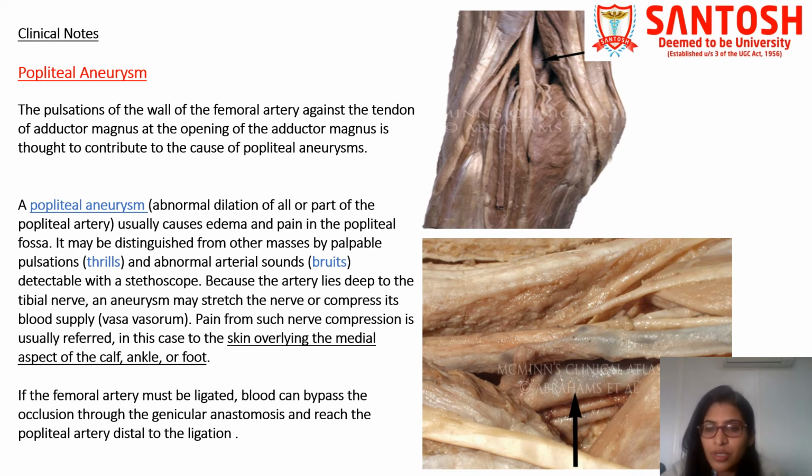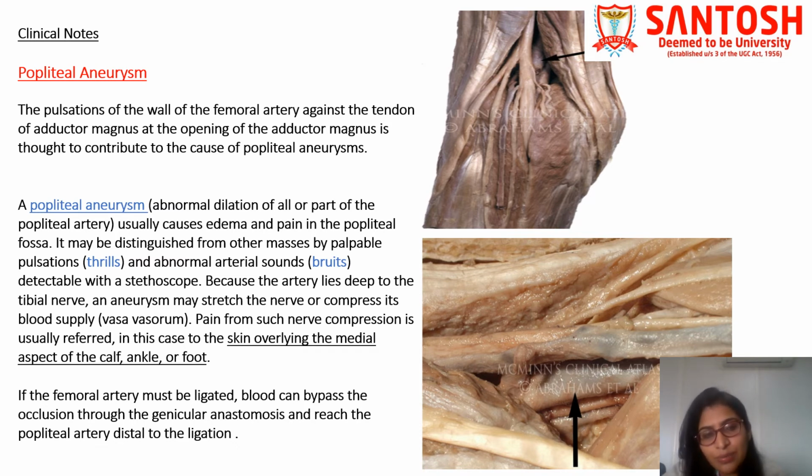Why are we concerned? Because it usually causes edema and pain in the popliteal fossa. And since other causes should be distinguished, there should be a differential diagnosis from the other masses, which can be formed by the palpable pulsations, which are known as thrills, and an abnormal arterial sound which is known as bruit, which is detectable with a stethoscope.